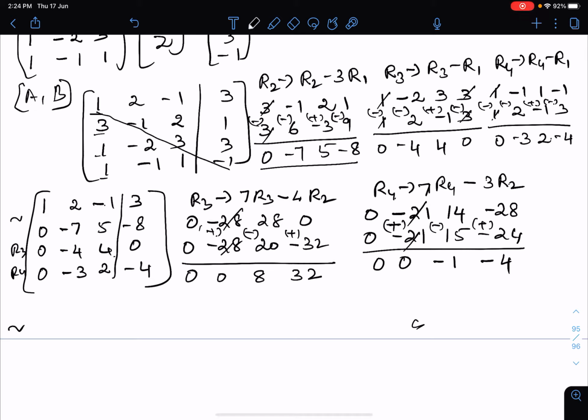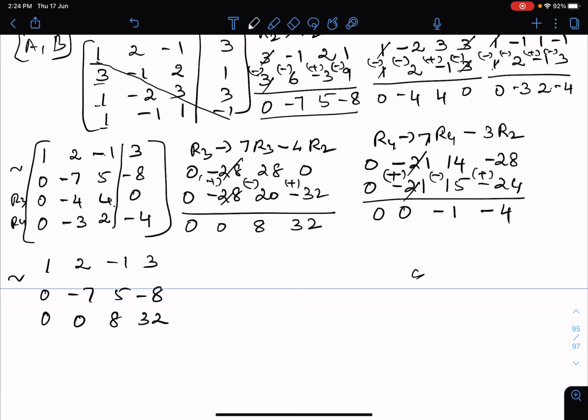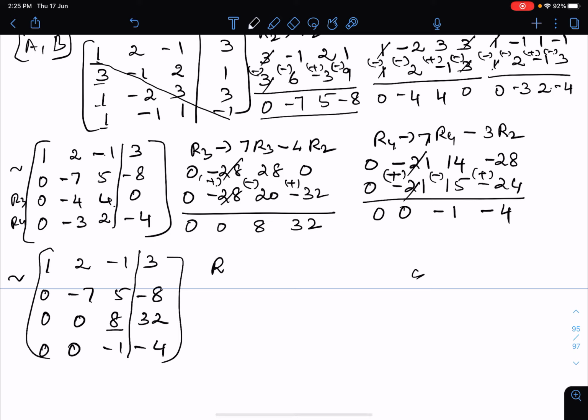Your equivalent matrix is going to be 1, 2, minus 1 and 3. Second one remains the same and the third one becomes 0, 0, 8 and 32, and our R4 becomes 0, 0, minus 1 and minus 4. Drop the line in between, augmented matrix. Now below 7 we have got it 0. Next you are going to bring the element below 8 to 0, that is minus 1 to 0. So for our R4 you are going to get the help of R3.